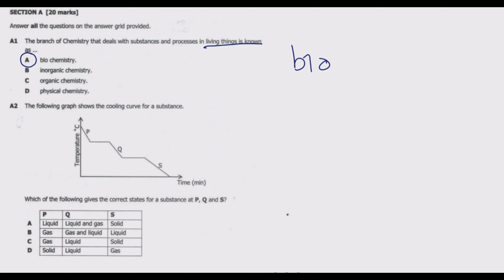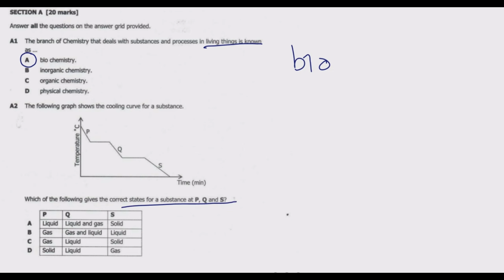Let us move to question 2. The following graph shows the cooling curve for a substance. Which of the following gives the correct states for a substance at P, Q, and S? So basically what is key here is we need to identify the states at P, Q, and S. It's important always to understand the question before you do anything.